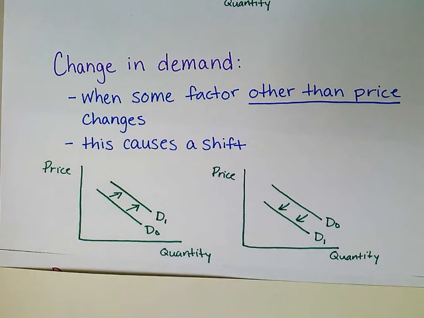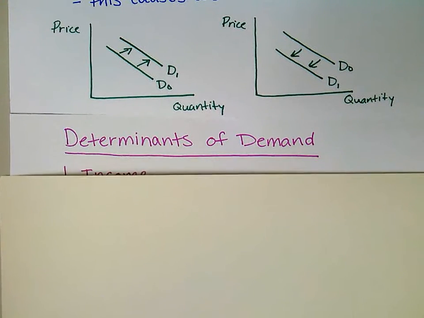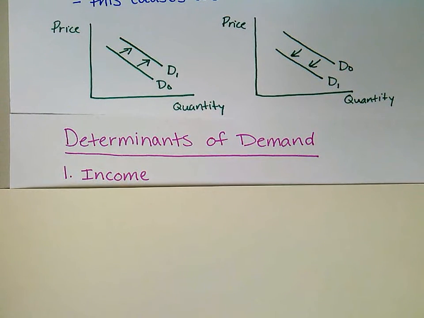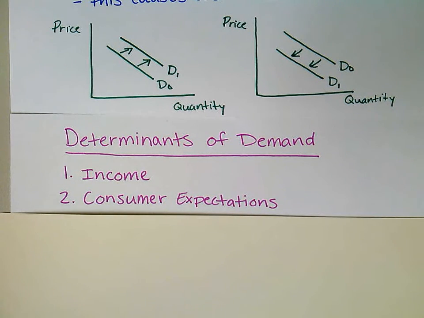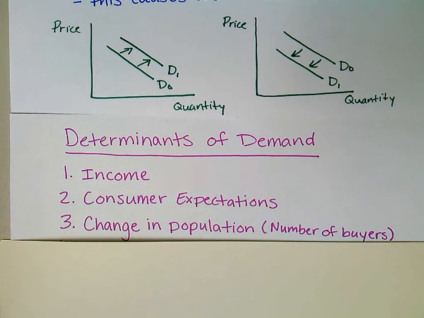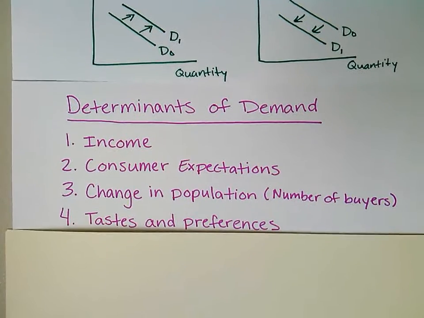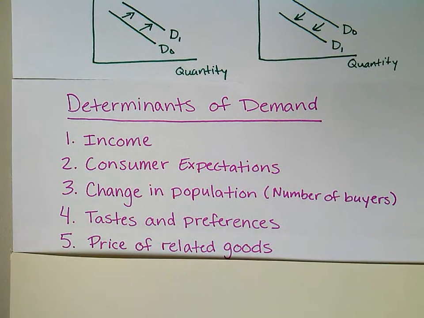And as you learned, there were 5 different determinants of demand. So I'm going to walk you through those 5 again. 1 was income, so how much money you're making. 2 was consumer expectations. 3 is a change in population or the number of buyers. 4, tastes and preferences. And 5, related goods.